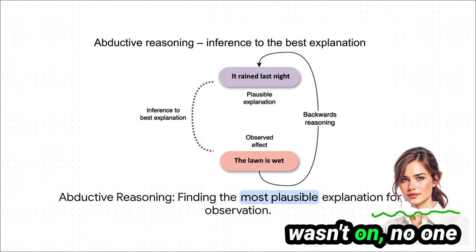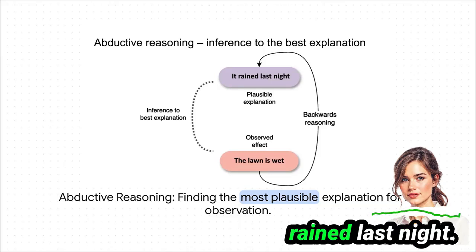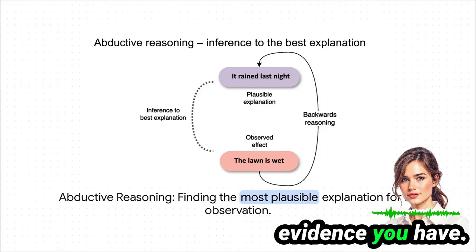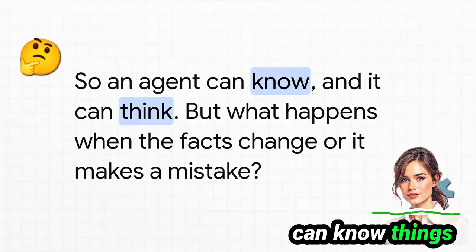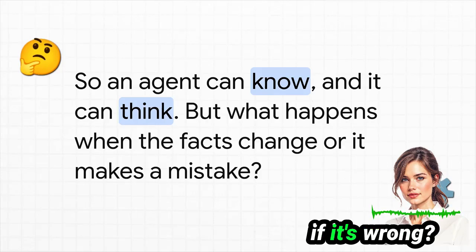The sprinkler wasn't on, no one was watering, so the most likely explanation is, it rained last night. It's the art of finding the best explanation for the evidence you have. So our agent can know things, and it can think. It's pretty smart.